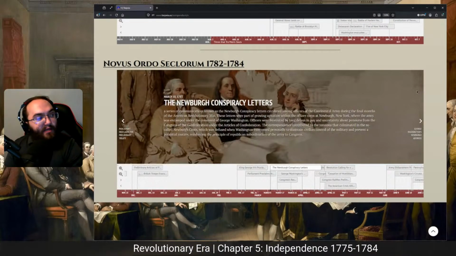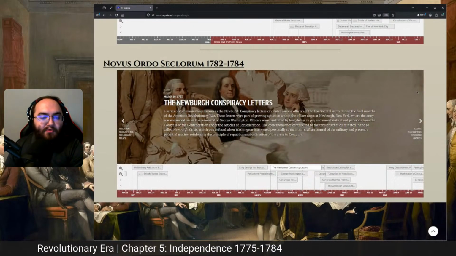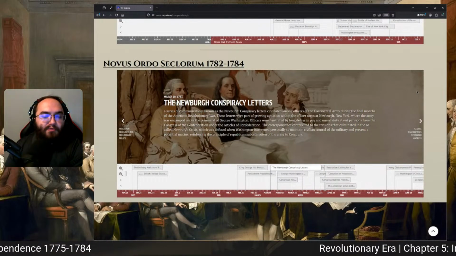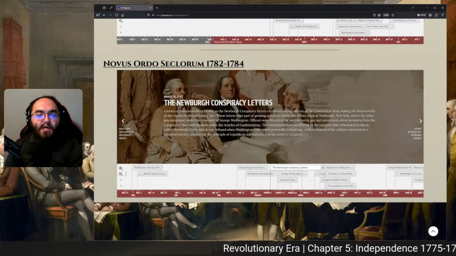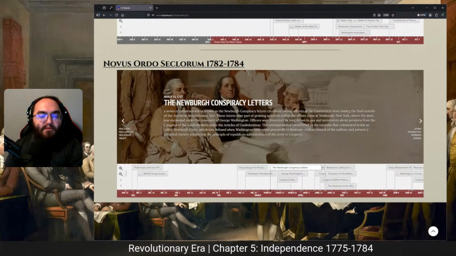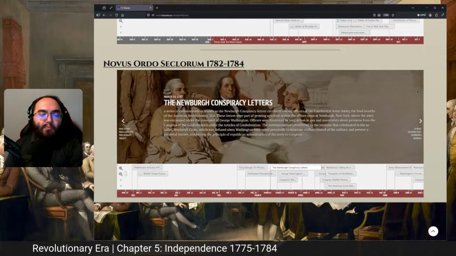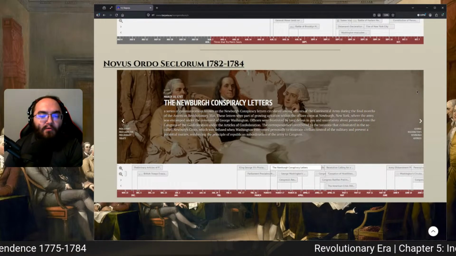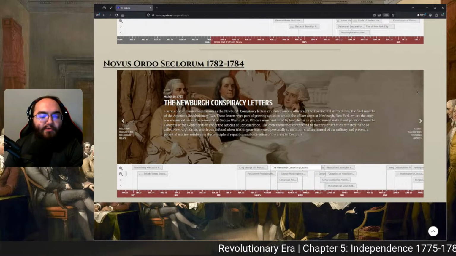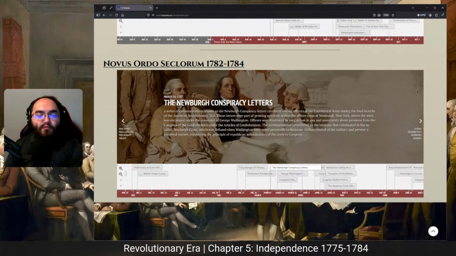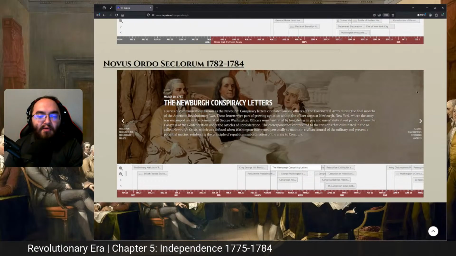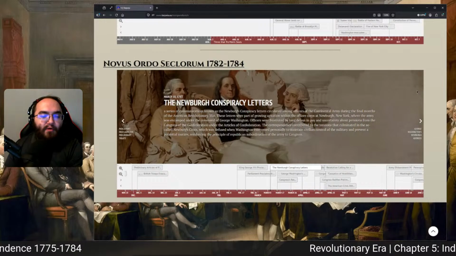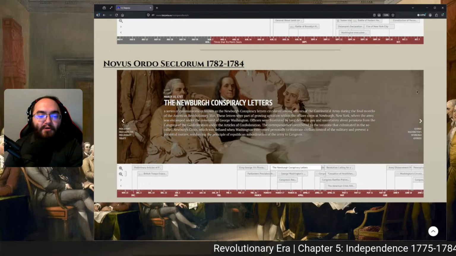Also, early 1783, you have the Newburgh Conspiracy Letters, which is a series of communications circulated among officers of the Continental Army during the final months of the American Revolutionary War. These letters were part of a growing agitation within the officer corps at Newburgh, New York, where the army was encamped under the command of George Washington. Officers were frustrated by long delays in pay and uncertainty about pensions from the Congress of the Confederation, that's under the Articles of Confederation.